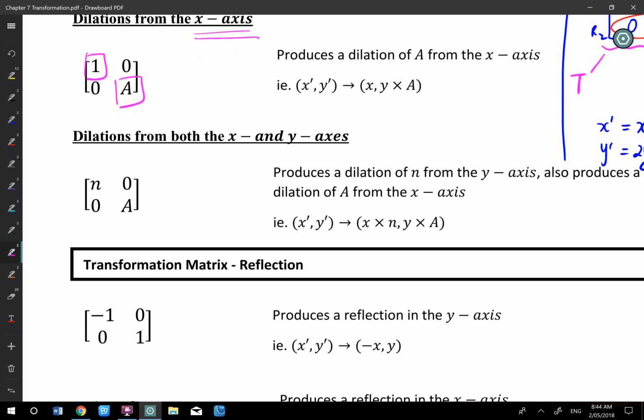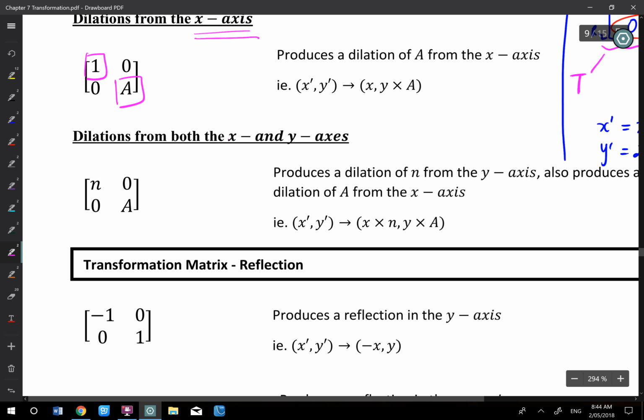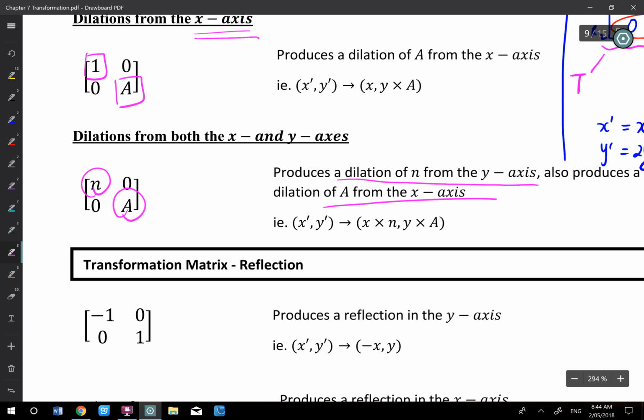Well, if you dilate from both the x-axis and y-axis, the dilation from the y-axis is changing x. Therefore, we have the value of x here, and then changing y, we have the value a here. So we can combine them as well. I can combine dilations together, not necessarily going one and then another one and then another one. I can combine it in one matrix.